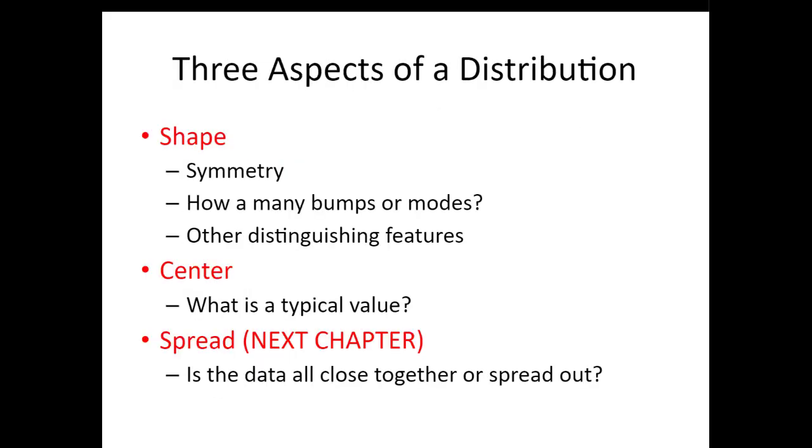When we look at the aspects of the distribution, we want to look at 3 things. We want to look at the shape, and that's looking at how symmetrical it is, how many modes we have, and any other distinguishing features like outliers. We want to know what the typical value is, what value is in the center, what the median would be. And in the next chapter, we're going to talk about the spread of the data, how close together or how spread out the data is.